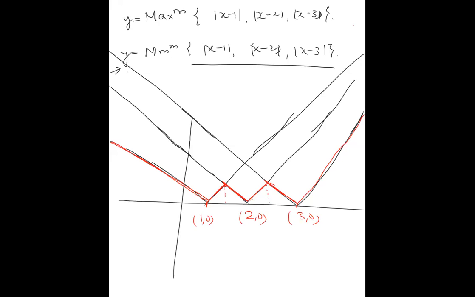This is minimum. And for maximum, we can say that will be easier for you. Like this is the graph. Everything is going for the maximum. Is it okay? The blue one is for maximum and the red one is for minimum.